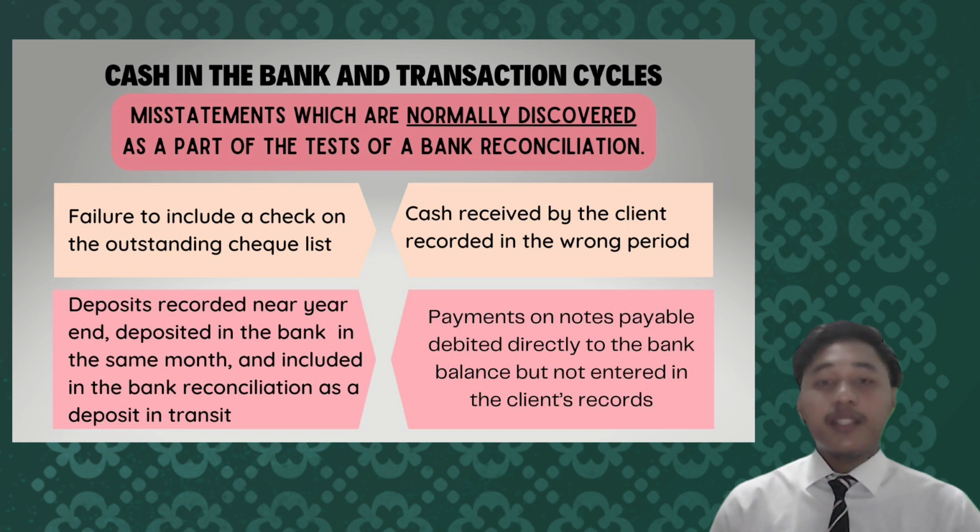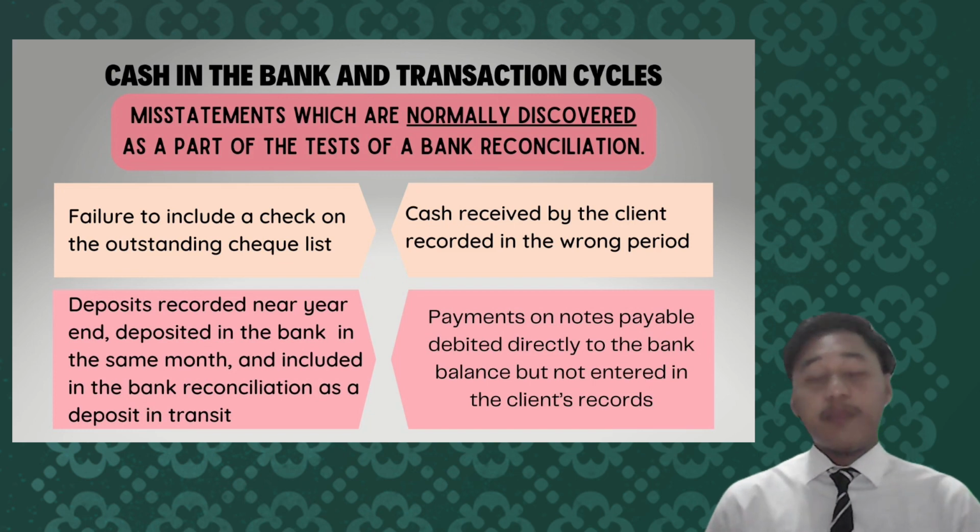The next one is deposit recorded near year end. A deposit in the bank in the same month is included in the bank reconciliation as a deposit in transit. This might happen when the client deposits the money using giro transfer, so there will be a floating period on the money transfer. For interbank deposits, it will take a shorter time when using giro rather than a transfer between different banks, which will take around 3 to 5 working days before the money can be transferred.